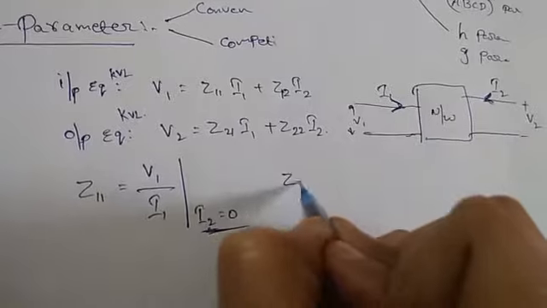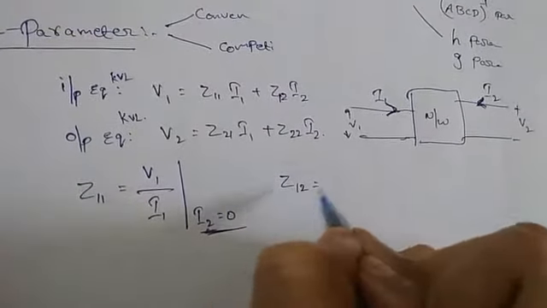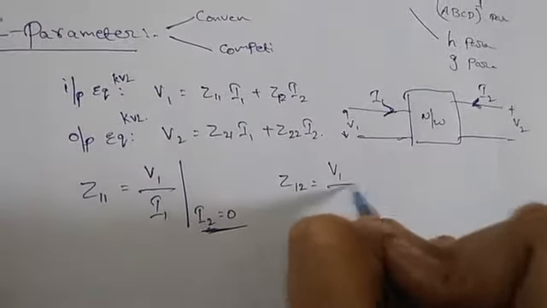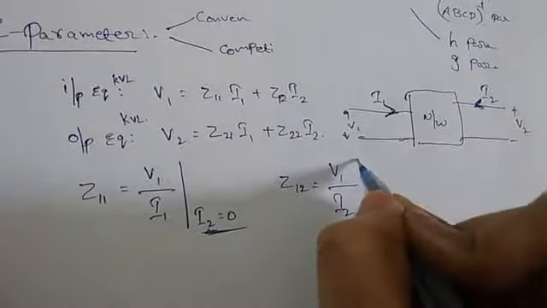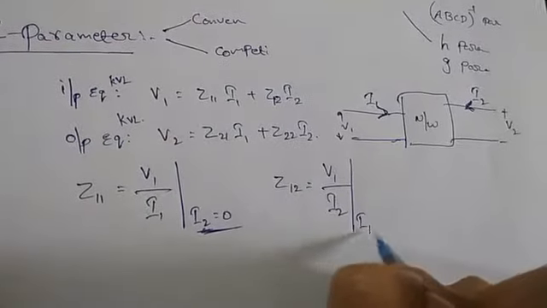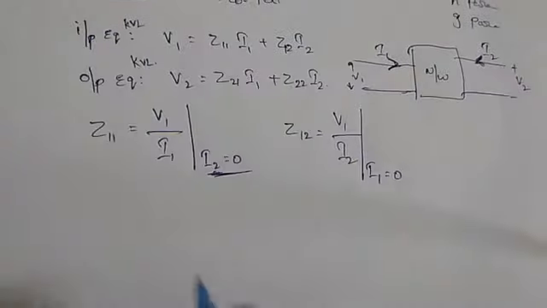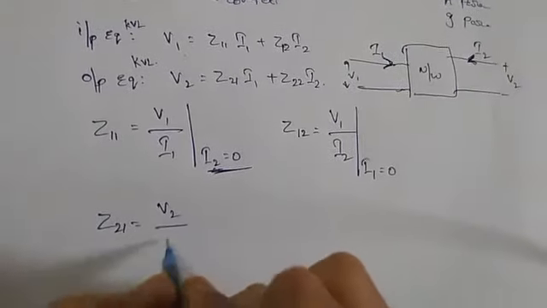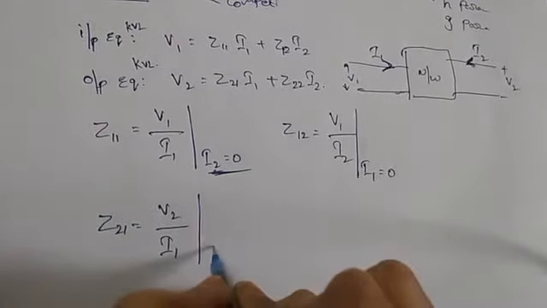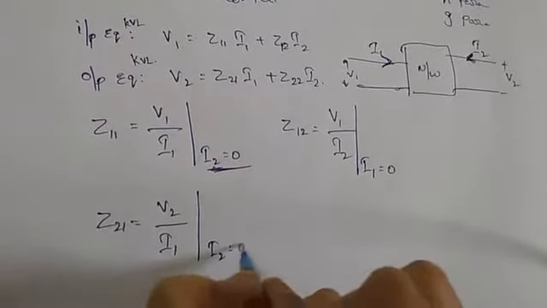In a similar fashion, Z12 equals V1 divided by I2. When does this happen? When I1 is 0. Similarly, Z21 equals V2 divided by I1 when I2 equals 0, and Z22 equals V2 divided by I2 when I1 is 0.